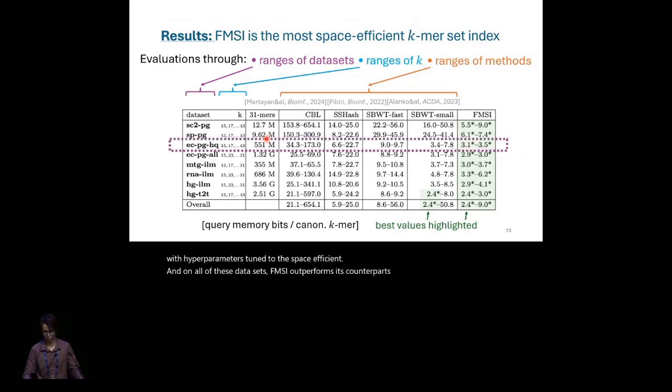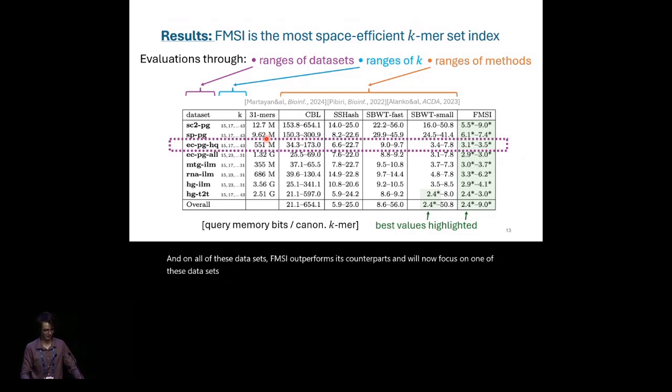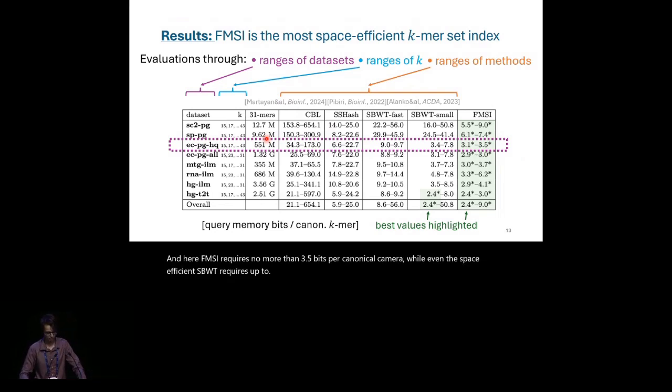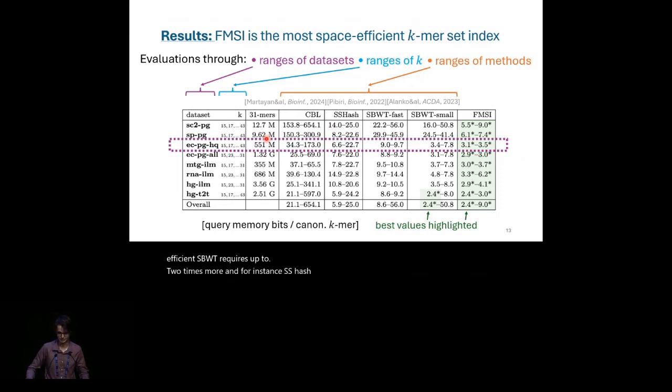And we'll now focus on one of these data sets, the high quality E. coli genomes from the 661K database. And here, FMSI requires no more than 3.5 bits per canonical k-mer, while even the space-efficient SBWT requires up to 2 times more. And for instance, SSHash requires 2 to 6 times more, and CBL 10 to 50 times more.